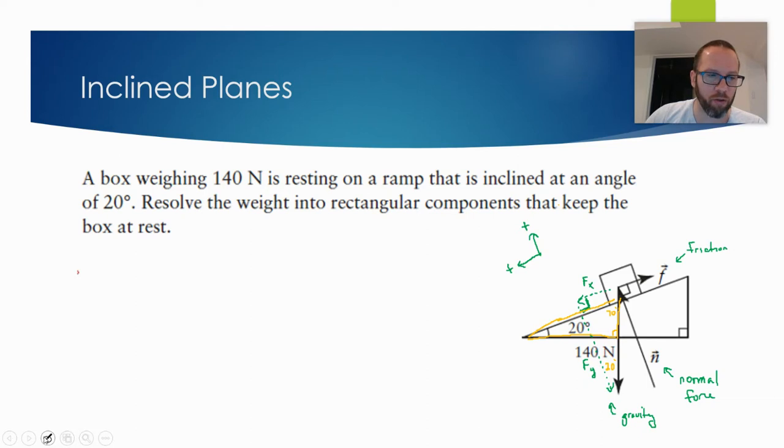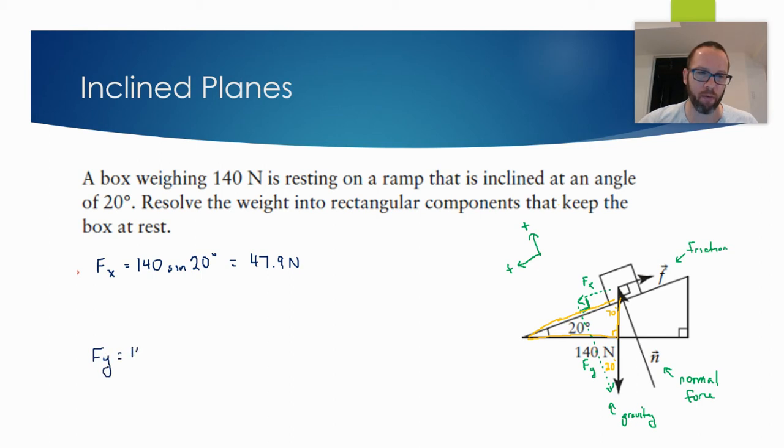So we'll switch back to a color that shows up better on the white here. Let's find Fx. Fx is going to be 140 times the sine of 20. And if the angle of inclination for this ramp changed, say it was made to be 10 degrees, then we would just do 140 sine 10. That's always the case resolving gravity on an inclined plane into components. The component down the ramp will always be the sine of the angle of inclination. So I got about 47.9 newtons. And then Fy is 140 cos 20, about 131.6 newtons.